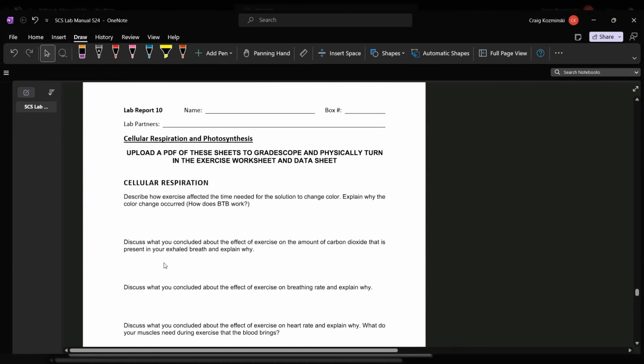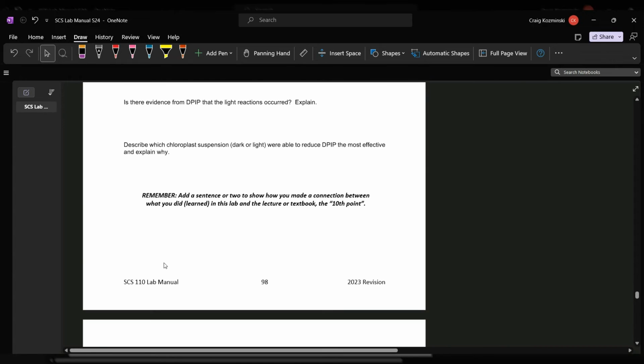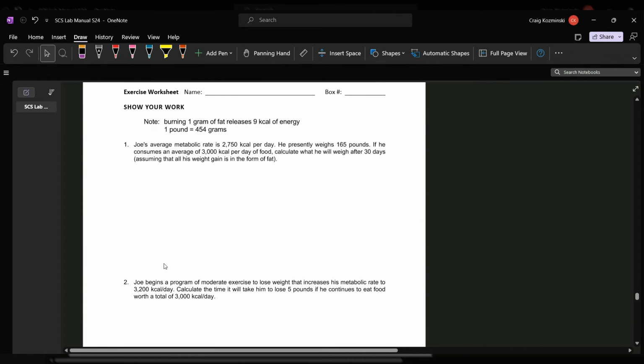Make sure you read the pre-lab questions before coming to lab. This will prompt you as to what to be looking for and thinking about during the experiment. Again, the two parts are cellular respiration and photosynthesis.